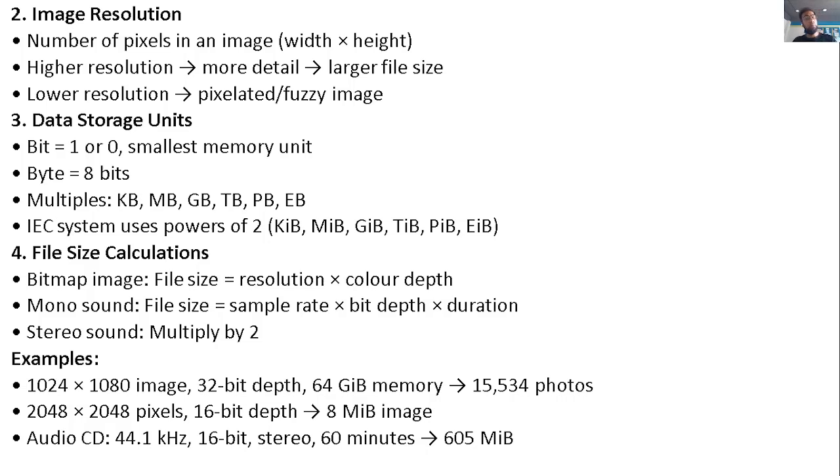For a 1024 by 1080 image with 32-bit depth, it will require this much memory. And a 2048 by 2048 pixel image with 16-bit depth will require an 8 MB image. Yes, it has a 16-bit depth, which is why it is a little smaller. Then we have audio CD, and these are basically for audio. These are just examples of size calculation.